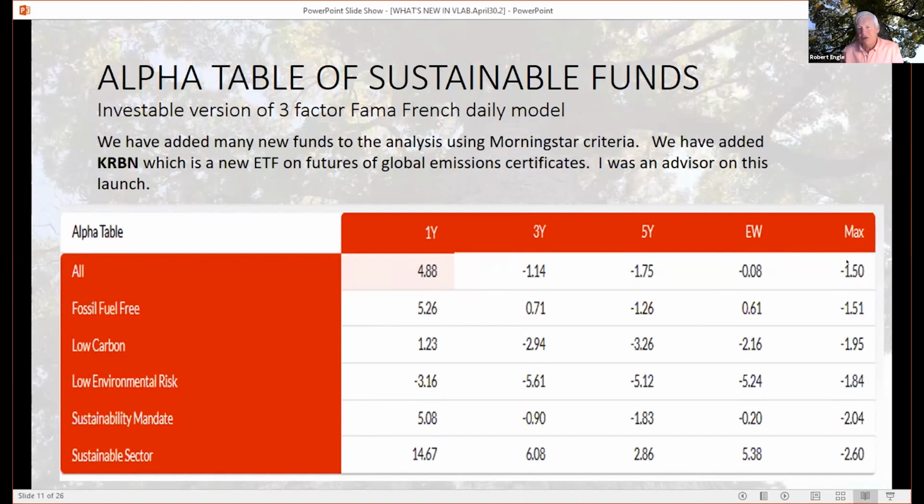But when you look further over in this table, what you see is that the alphas over longer horizons are not nearly as positive. In fact, here on the 5-year basis, they're almost all negative. And when you look at the maximum period for all of them, they're all negative. Not necessarily all the funds, but on average, all these categories have negative alphas. And that's not really surprising.